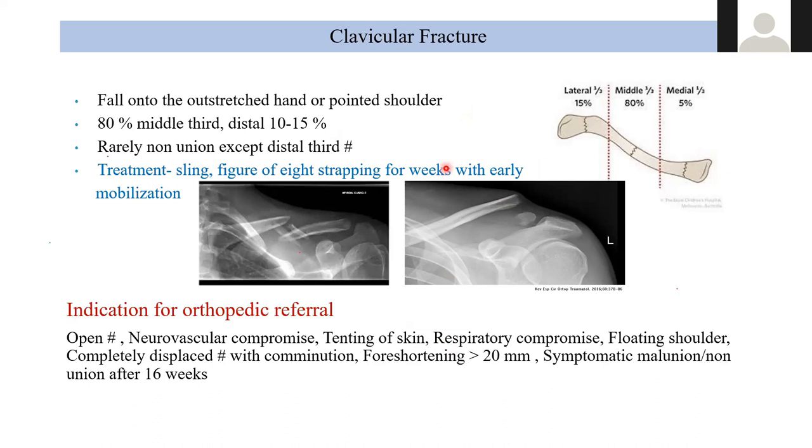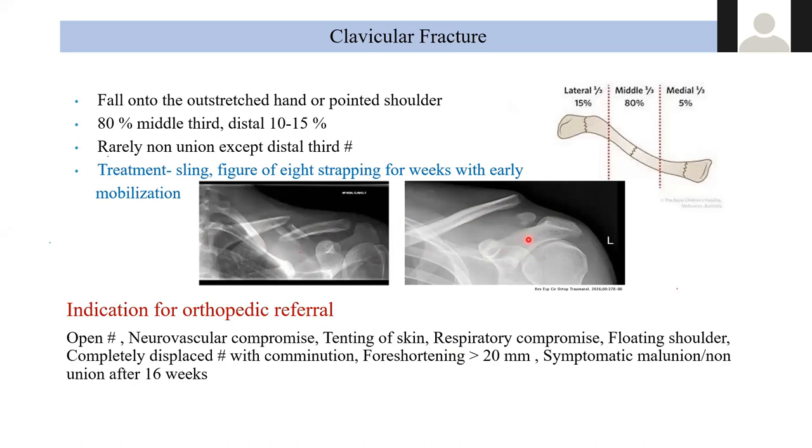The treatment for these clavicular fractures is a sling and figure of eight for a few weeks with early mobilization. If you look at this, this is the middle third fracture, and this is a distal third clavicular fracture, which has the coracoclavicular ligament and acromioclavicular ligament, so the fracture can go through between the ligaments, which makes it a vulnerable injury, which may need surgical intervention.